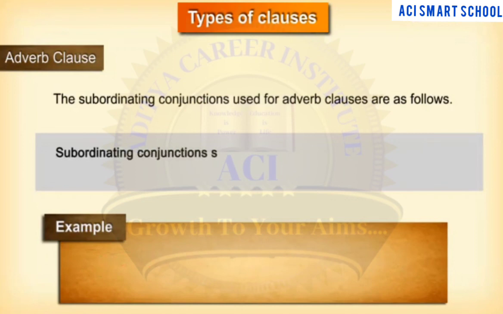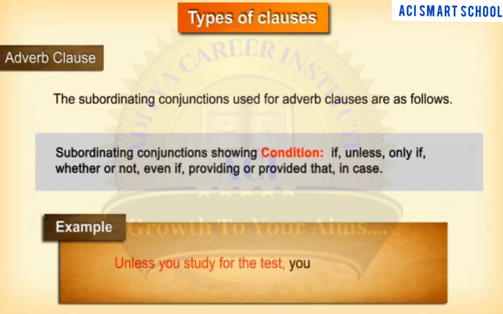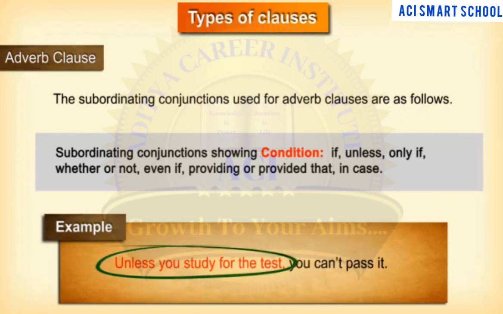Subordinating conjunctions showing condition: if, unless, only if, whether or not, even if, providing or provided that, in case. For example, unless you study for the test, you can't pass it. The adverbial clause unless you study for the test has a subordinating conjunction showing condition.